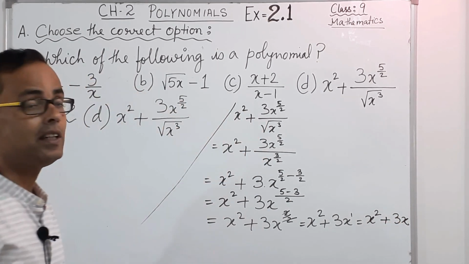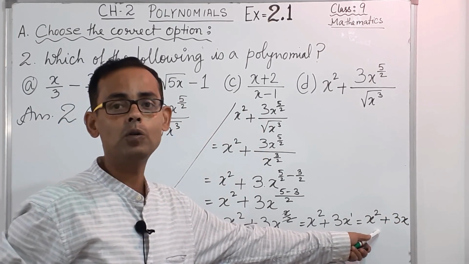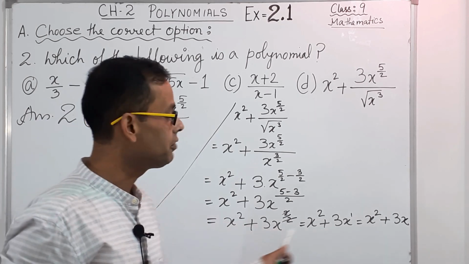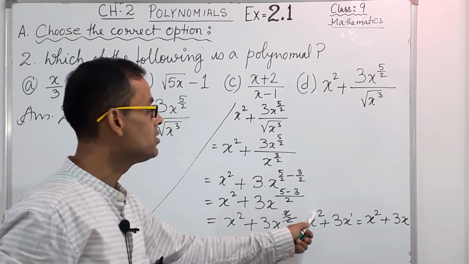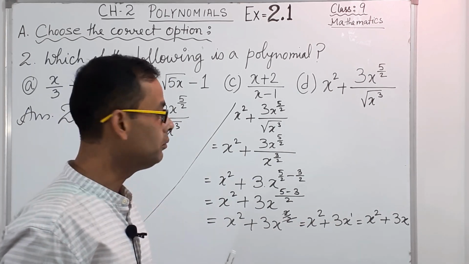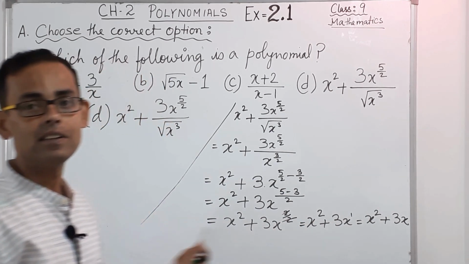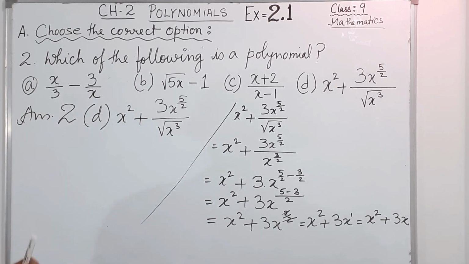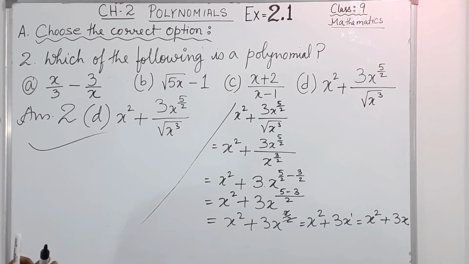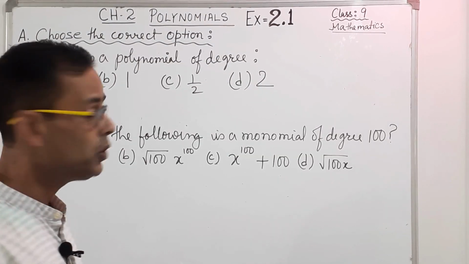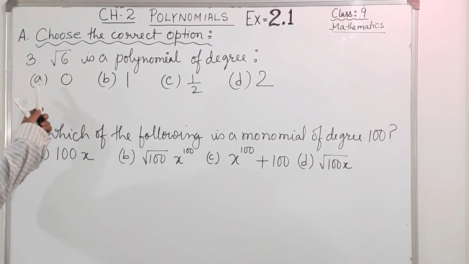So you can see here also the powers are not a fraction, not a negative sign. Okay, so they are what? Whole numbers. So obviously this is a polynomial. So I think you have understood question number 2. Clear? Now we will come to question number 3.